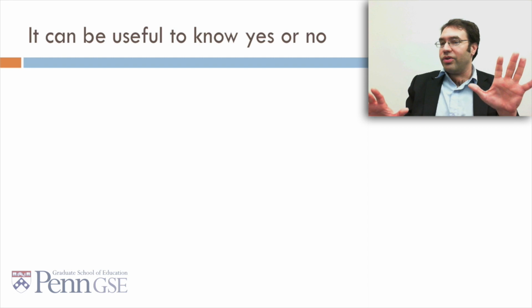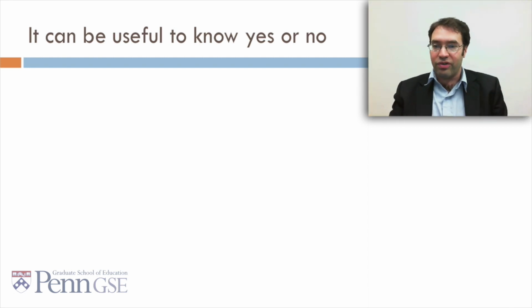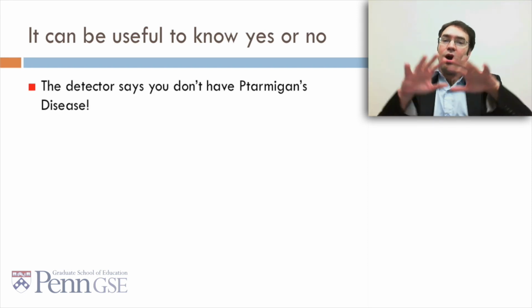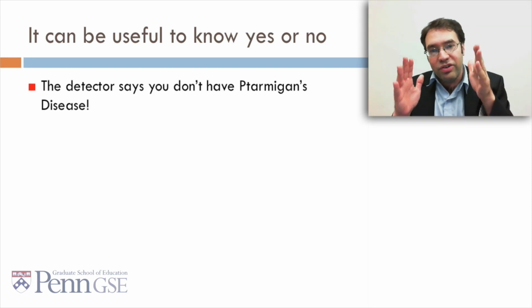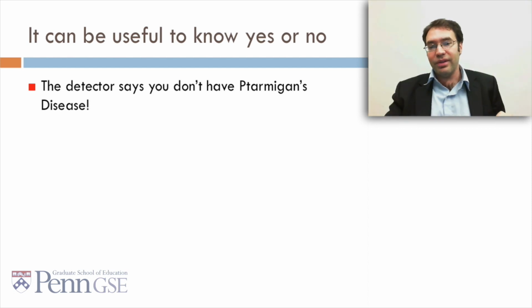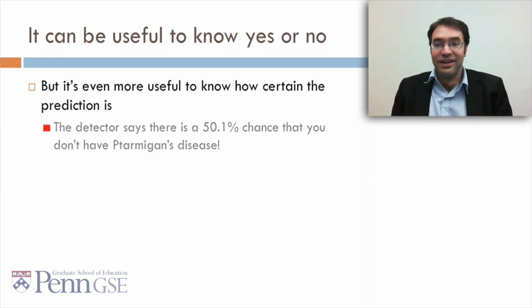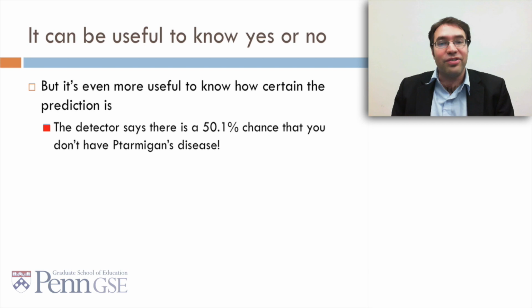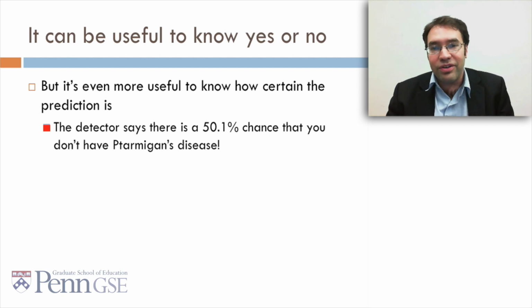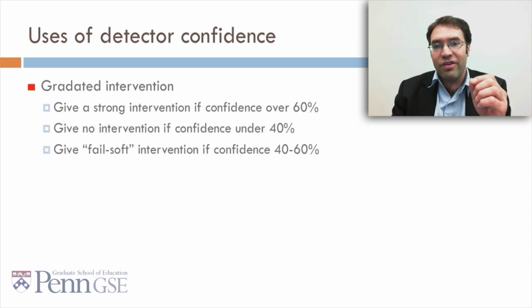Now, it can be useful when you're classifying to get an answer yes or no to a question. For example, let's say you go to the Ptarmigan's disease detector, and the detector says you don't have Ptarmigan's disease. Now you can throw a big party and be happy. But it's even more useful to know how certain the prediction is. Let's say that the detector says that there's a 50.1% chance that you don't have Ptarmigan's disease. Are you still celebrating? Not once you know the confidence. That's why confidences matter.